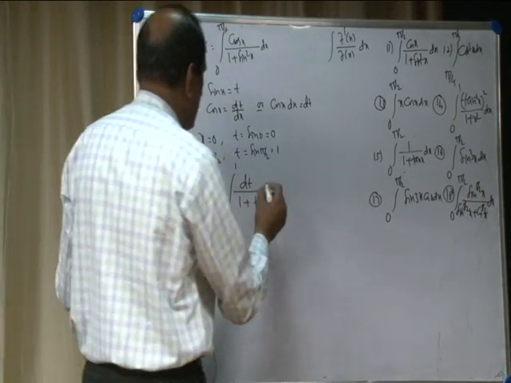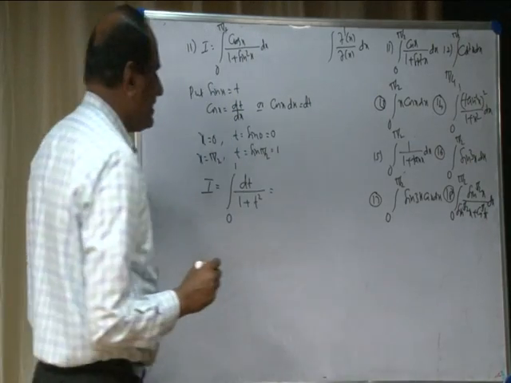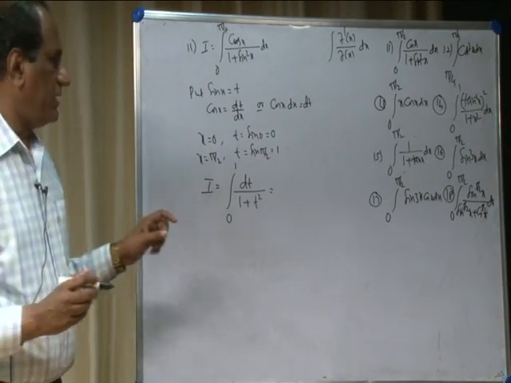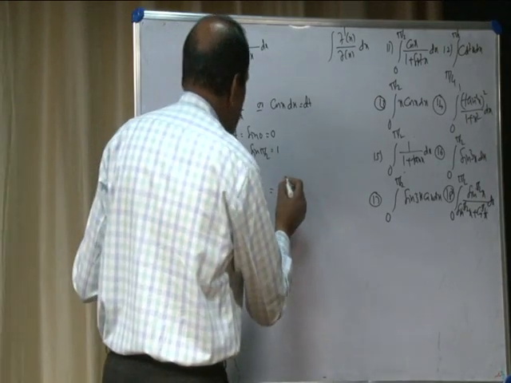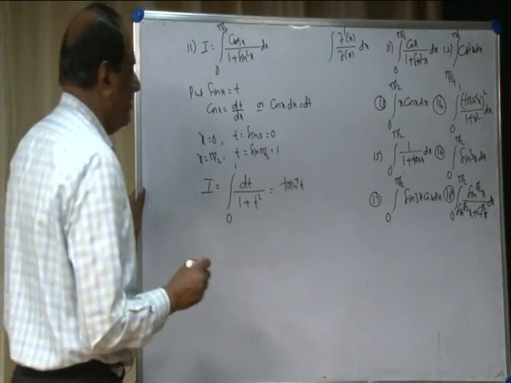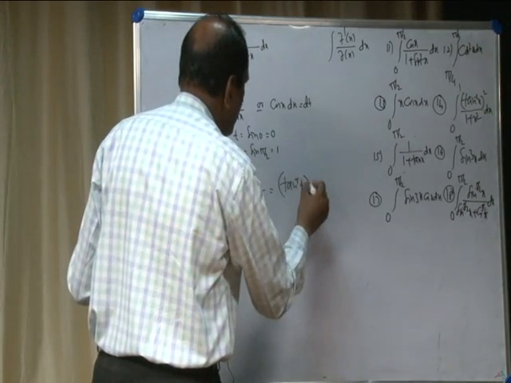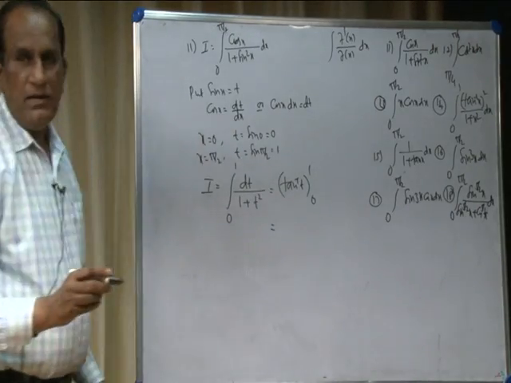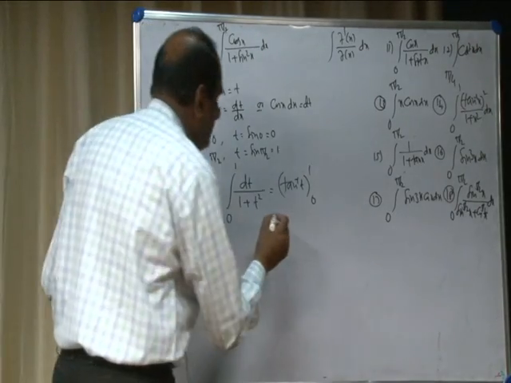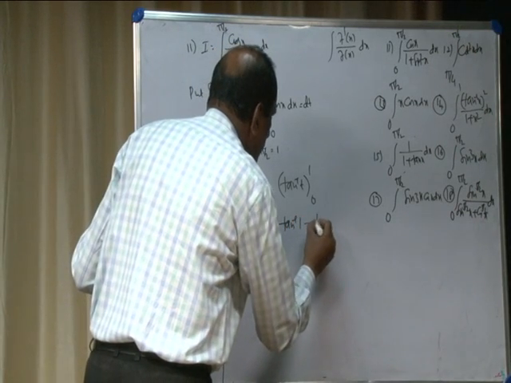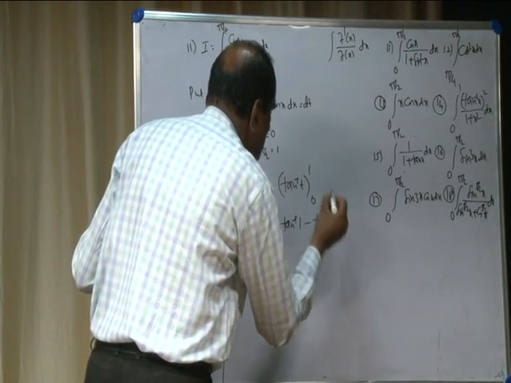So, the integration of 1 by 1 plus t square with respect to t is tan inverse t, between the limits 0 and 1. Now, the upper limit, tan inverse 1, minus the lower limit, tan inverse 0.